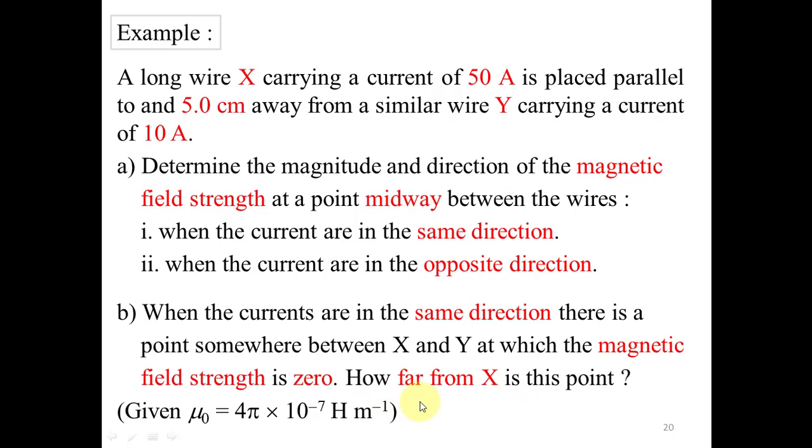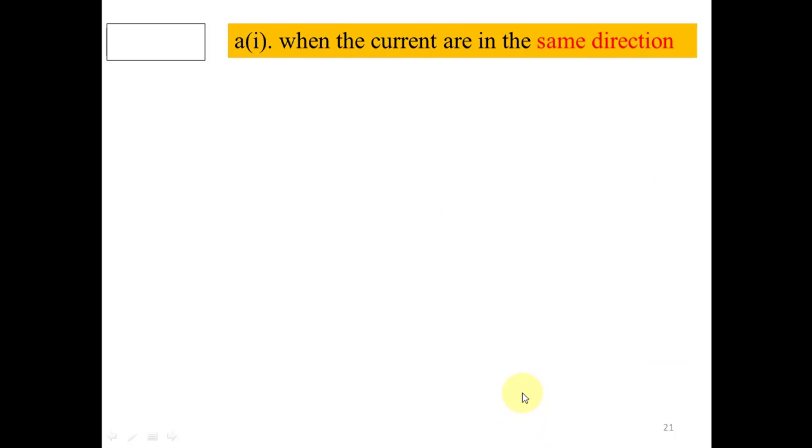So we have two questions here. The first one, we have to determine the magnitude and the direction of the magnetic field at the midway between the wires. And the second one, we are given that the currents are in the same direction and we have to determine the position where the magnetic field strength is 0. Okay, let's go.